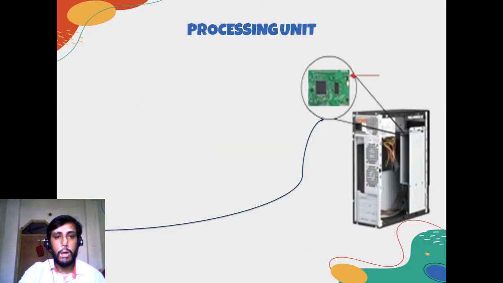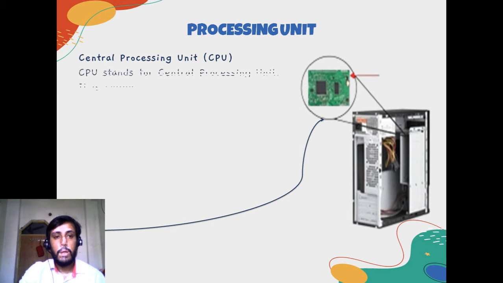In this chapter 1, we will learn about the processing unit. You can see that there is a box cabinet, and inside it is the chip where we are keeping our processing unit. Central processing unit. What is the central processing unit?